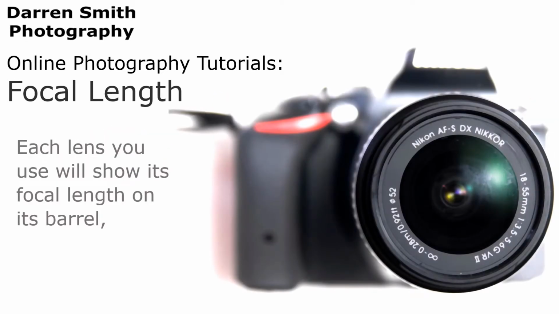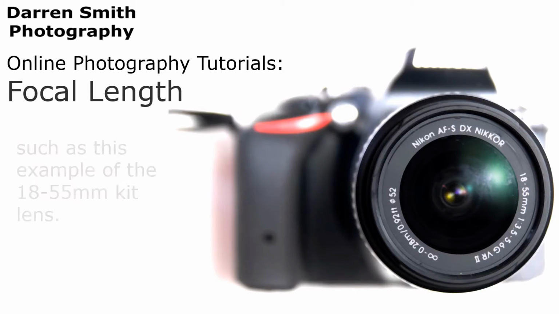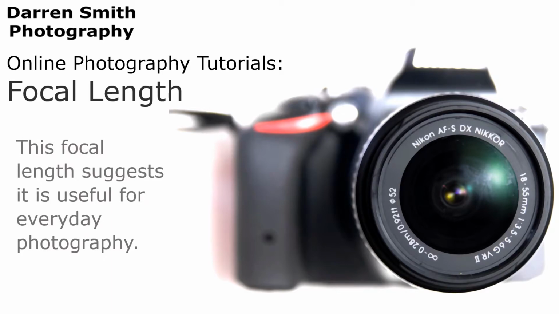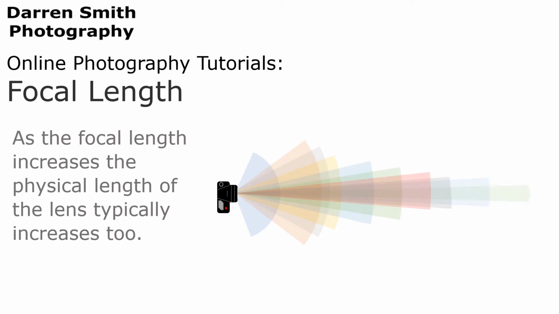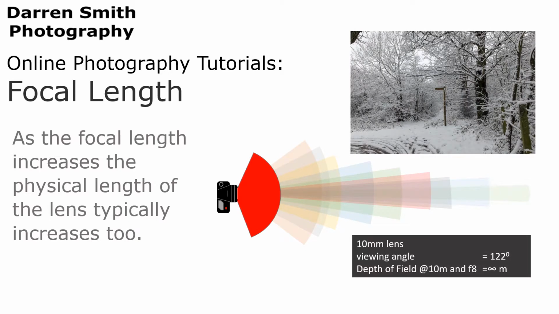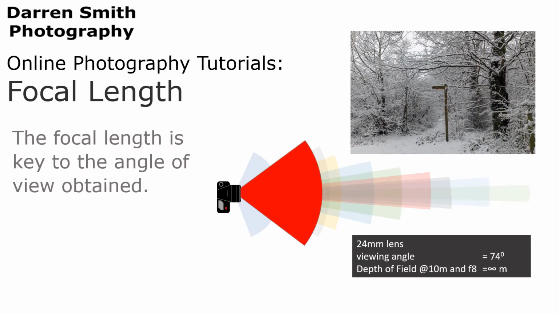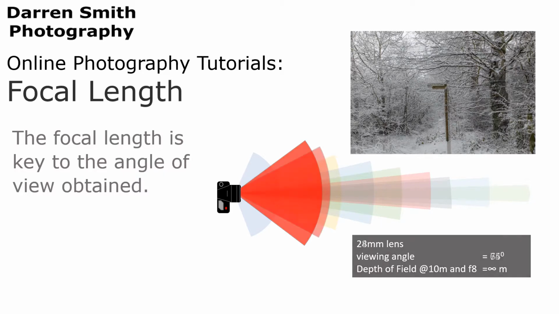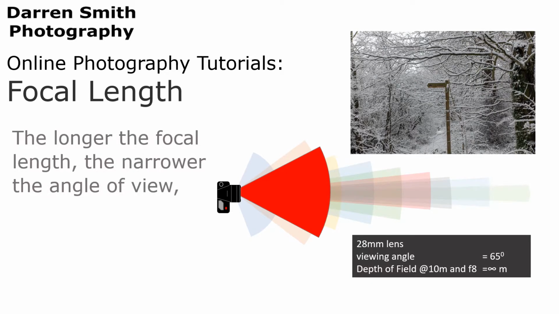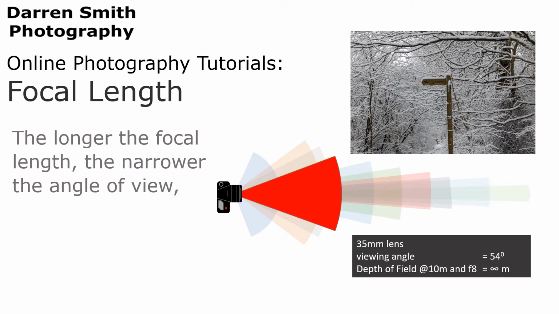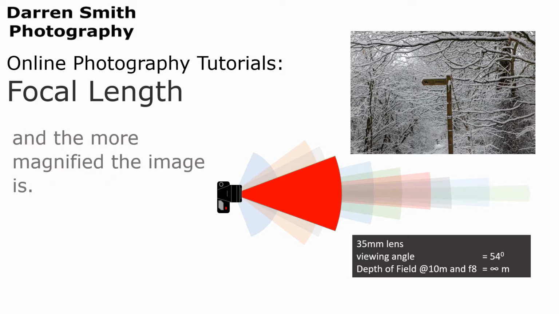Each lens you use will show its focal length on its barrel, such as this example of an 18 to 55mm kit lens. This focal length suggests it's very useful for everyday photography. As the focal length increases, the physical length of the lens typically increases too. The focal length is key to the angle of view obtained. The longer the focal length, the narrower the angle of view, and the more magnified the image is.